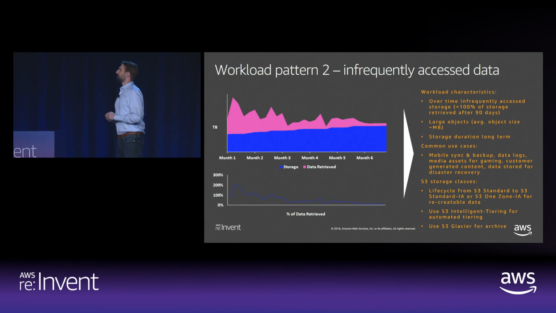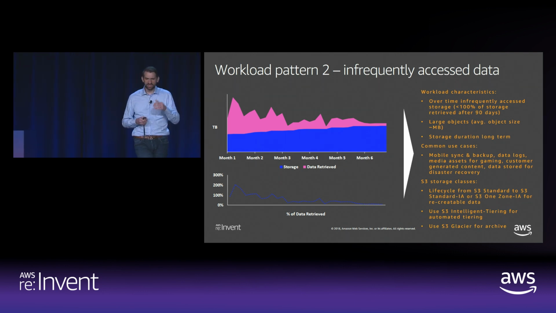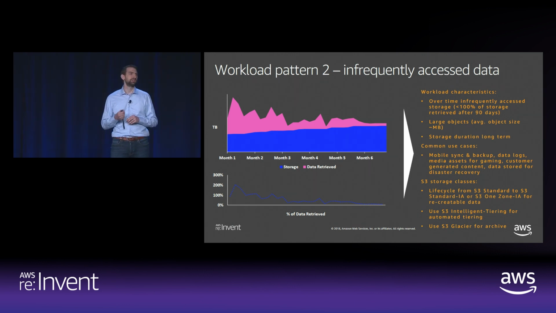Let's talk about infrequently accessed data. Here the opposite is true. Over time, you can see that the amount of data retrieved goes down. We see workloads like that when it's customer-driven content. Customer-driven content is a typical example where at the beginning of the life, objects are accessed a lot, and then after some time, it just flows down. After some time, it cools down, and the access goes down.